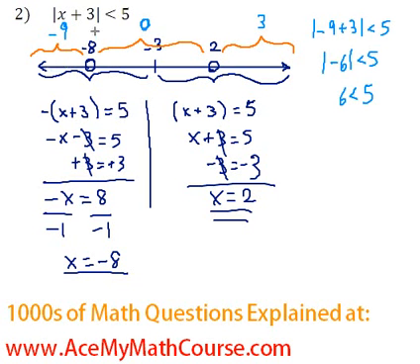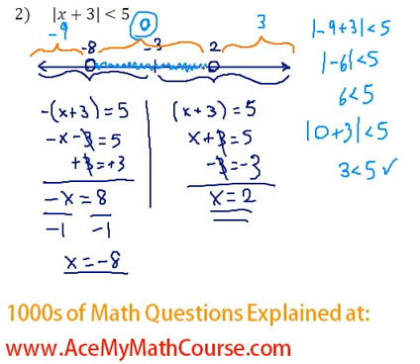What about the area between -8 and 2? Let's plug in the 0 to find out if it works. So 0 plus 3, is it smaller than 5? Well, the absolute value of 3 is smaller than 5, because 3 is smaller than 5. That works. So this whole area over here works out. So we highlight it. And the final area is just the 3, right? The area greater than 2.